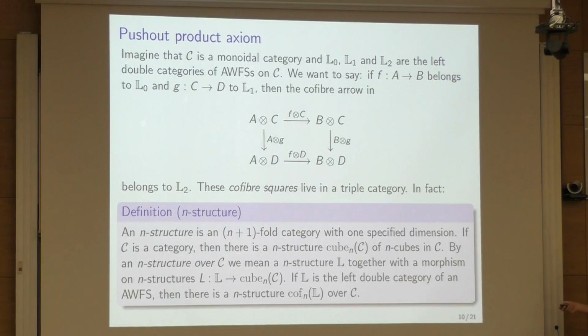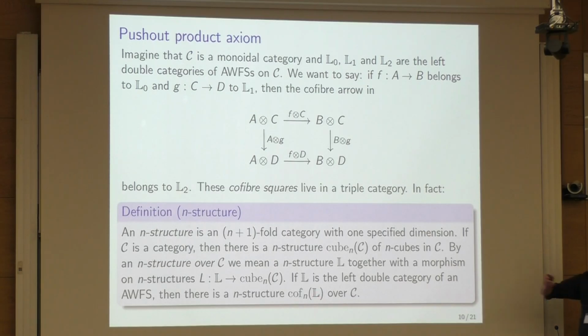So if C is a category, then we can find an n-structure of n-cubes in C. This is just a straightforward generalization of the squares. And by an n-structure over a category C, we just mean an n-structure L together with a morphism of n-structures from L to the n-cubes. And what we've done here is, if L is the left double category of an algebraic weak factorization system, then there is an n-structure of cofibrant squares, of cofiber squares of L over C.